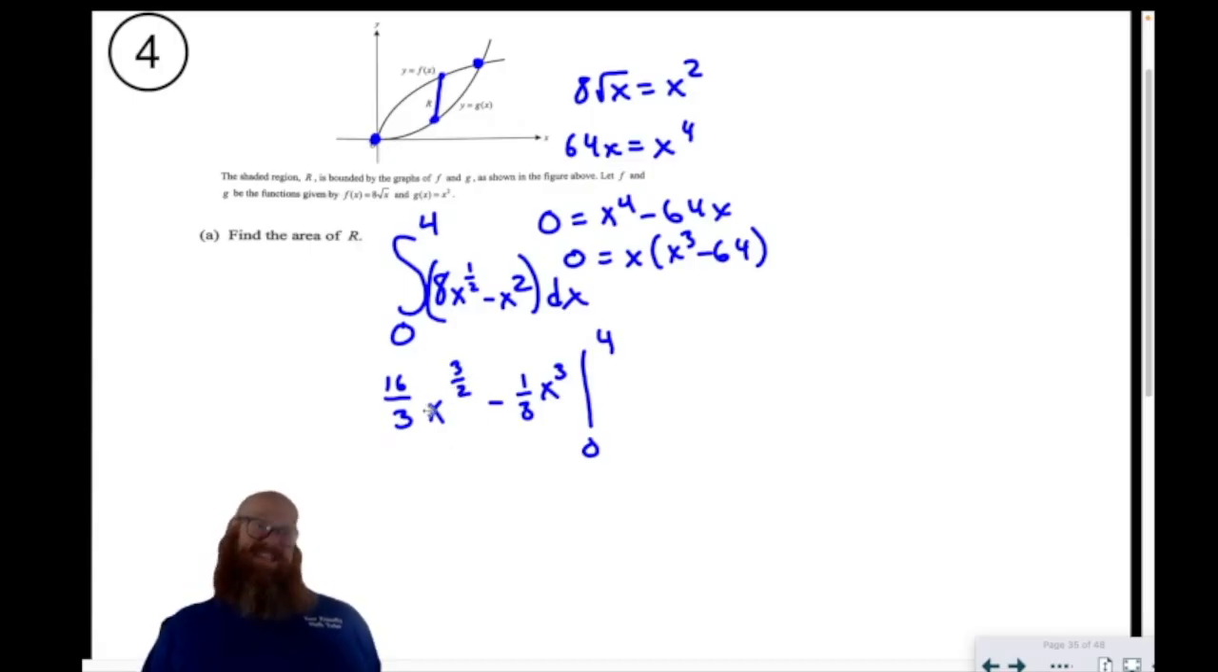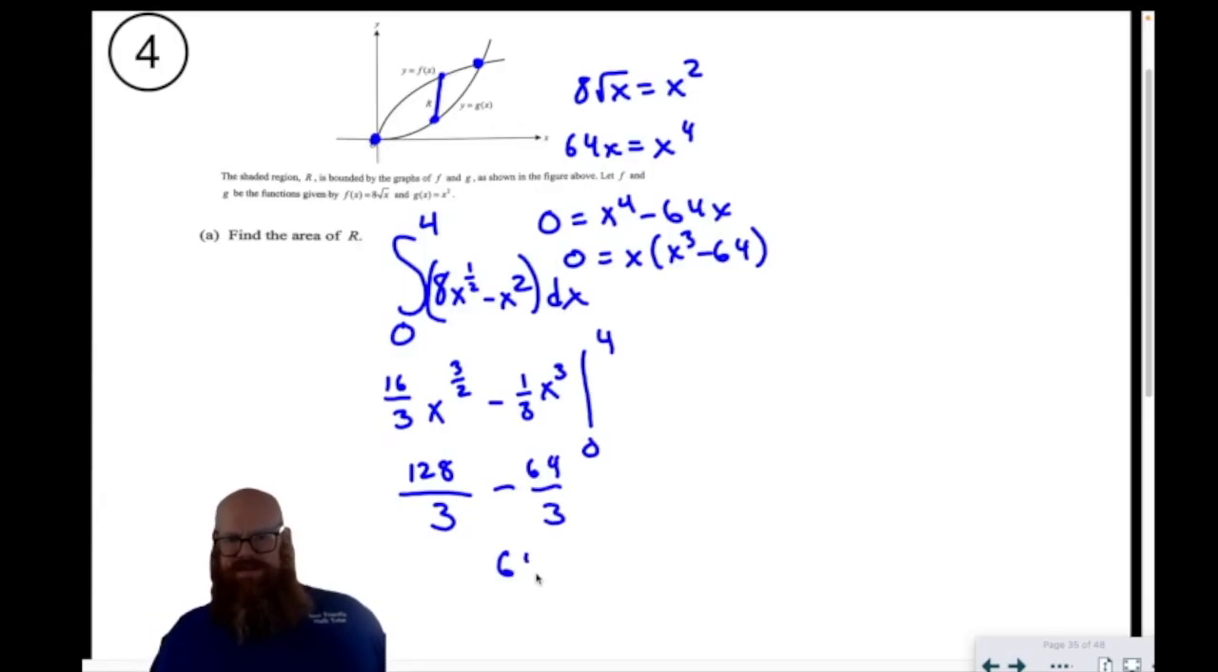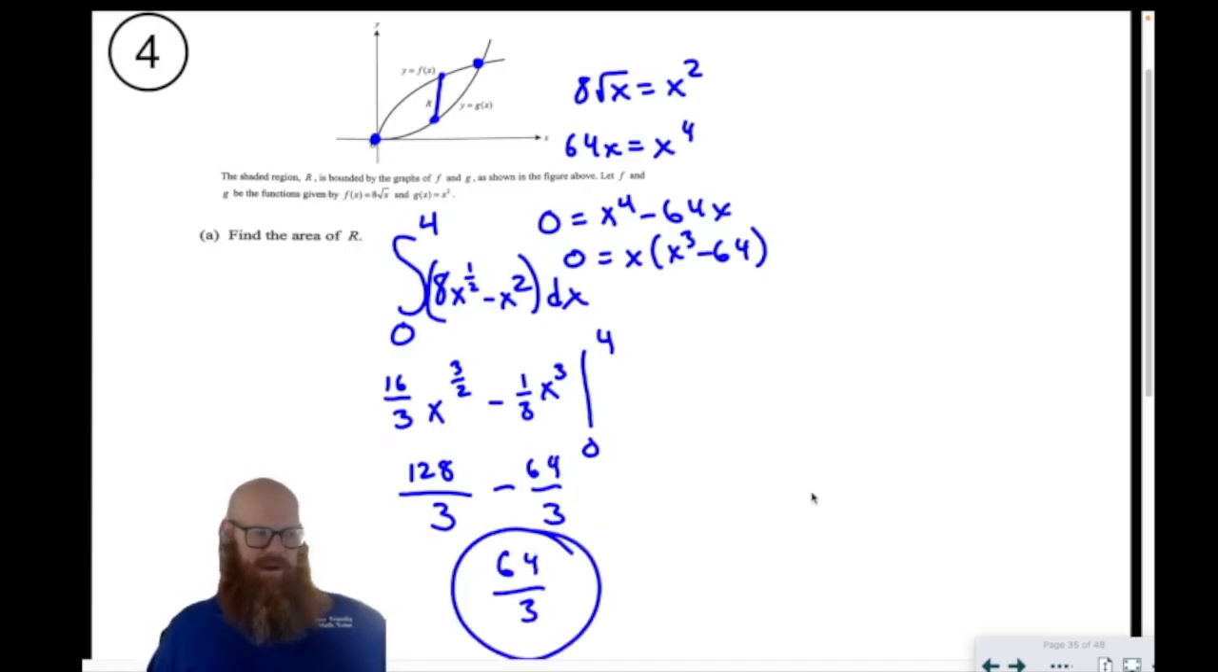8 times 16. Oh, that's a tough one. That's just going to be 128. But that's not fun to do, no calculator. So yeah, 128, and then 4 cubed is 64, so 64 over 3, and 128 over 3 minus 64 over 3 is 64 over 3, and that is the area.